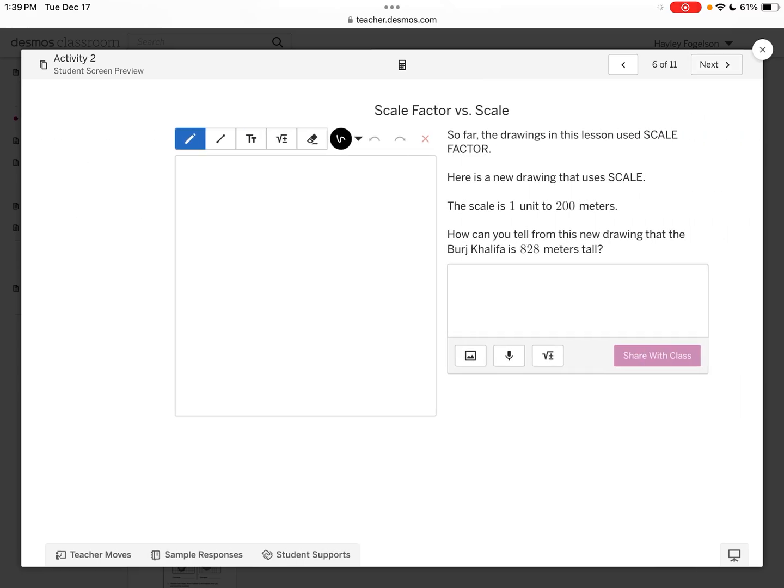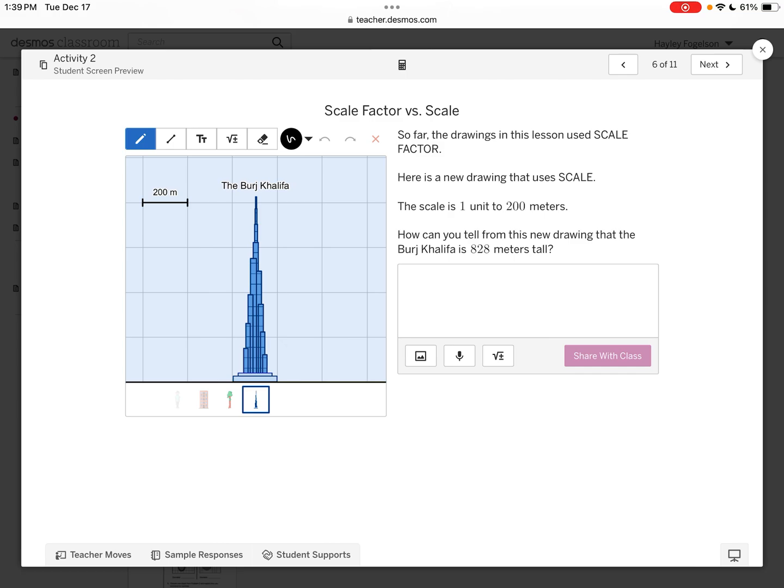Awesome, moving on to slide 6. It says, so far, the drawings in this lesson use scale factor. Here's a new drawing that uses scale. The scale is 1 unit to 200 meters. How can you tell from the drawing that the Burj Khalifa is 828 meters tall?